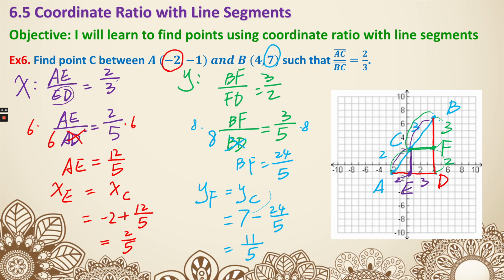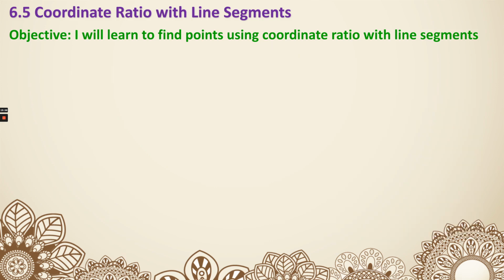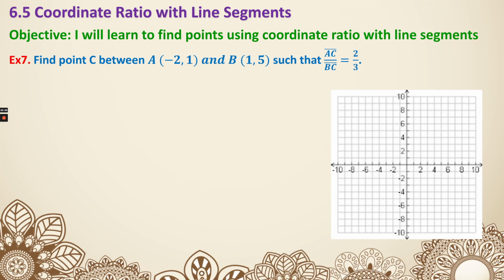So I have the y coordinate for C and the x coordinate for C, which means my C has to be 2/5, 11/5. That is example 6. Moving on. The last example, example 7.